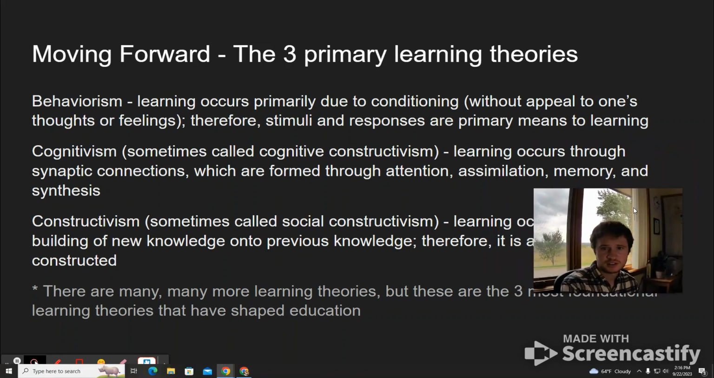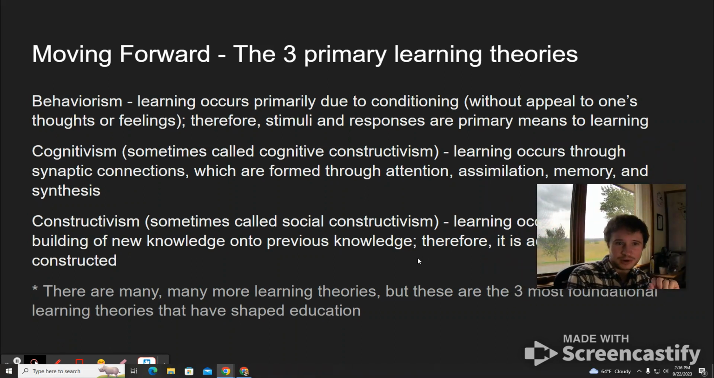Cognitivism's next. Sometimes it's called cognitive constructivism. That's on the internet a lot, so I wanted you to be aware of it. It is the idea, very Piagetian, that learning occurs through synaptic connections. Those synaptic connections are formed when you pay attention and you assimilate new information with old, and then you're able to remember it and synthesize it with future events. That's cognitivism. It has a major focus on cognitive capability. It's really looking at the mind and the neurology of learning and saying when a person learns, the primary means of that learning is happening because they're paying attention, thinking about it, and seeking to understand it.